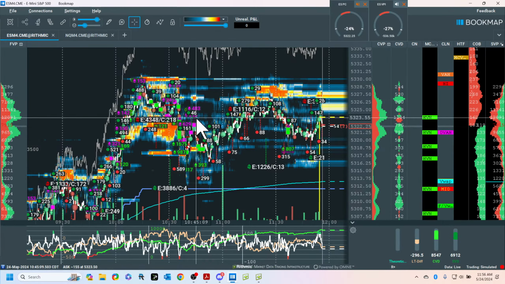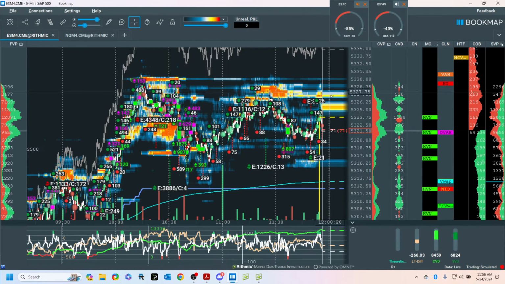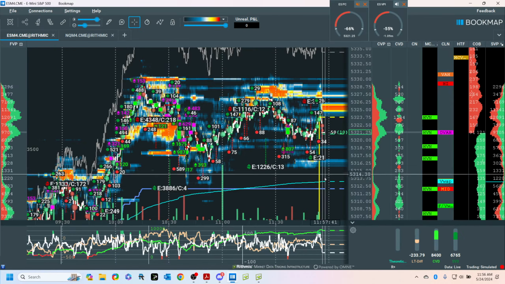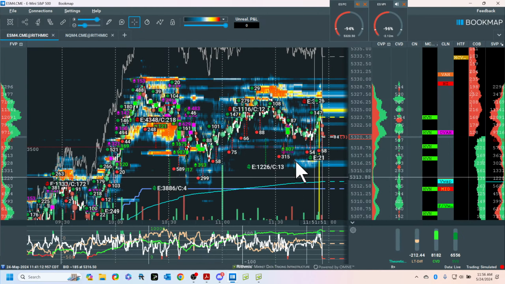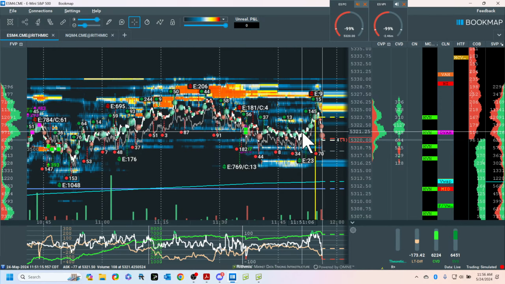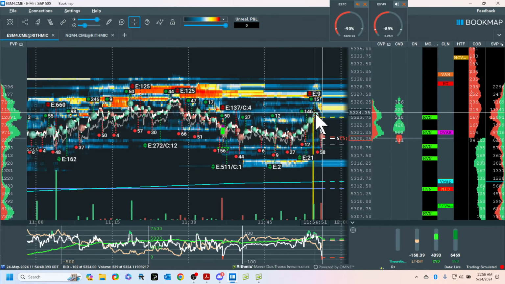So, and see the behavior here. This is very key because if we can't get above this, notice the liquidity, we're going to potentially come back here. Can you see that? Can you read it? How do you learn this? From the TraderLab.